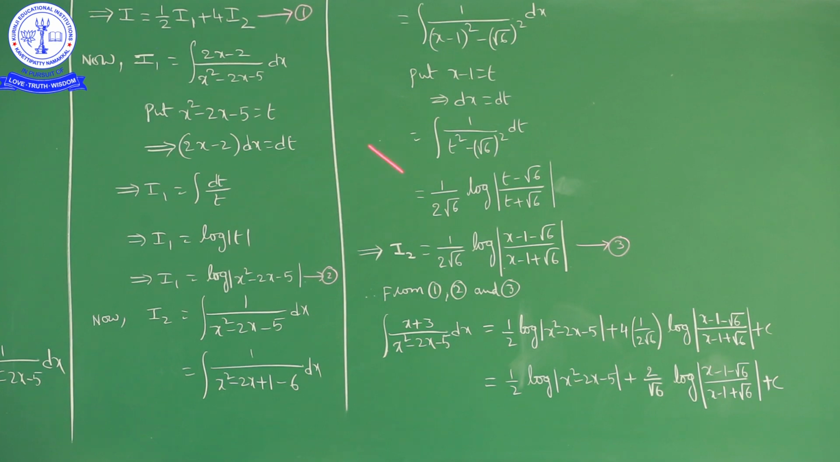So from 1 what we have? From 1, I is equal to half I1 plus 4 I2. Half I1 is half log mod x square minus 2x minus 5 plus 4 I2 is 1 by 2 root 6 log mod x minus 1 minus root 6 upon x minus 1 plus root 6 plus 6. Okay, 2 get cancelled. So final answer is 1 by 2 log mod x square minus 2x minus 5 plus 2 by root 6 log mod x minus 1 minus root 6 upon x minus 1 plus root 6 plus c.